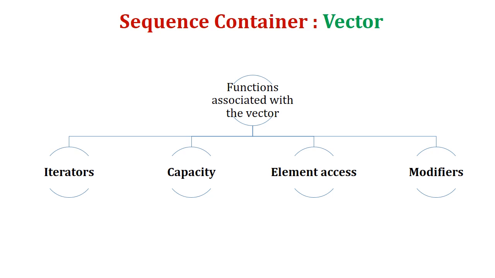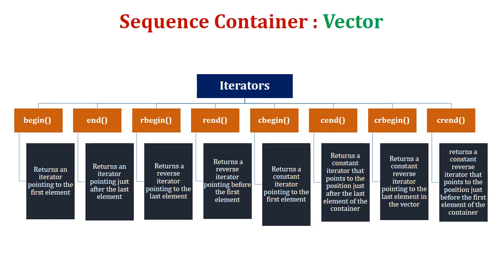And next are the functions associated with vectors. So here there are four categories: iterators, capacity, element access, and modifiers. We'll discuss one by one with an example. First, we'll start with the iterators. It has some inbuilt functions, for example, begin. It will return an iterator pointing to the first element.